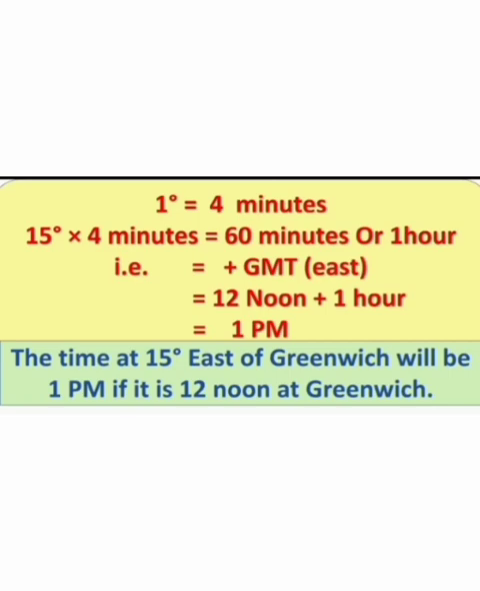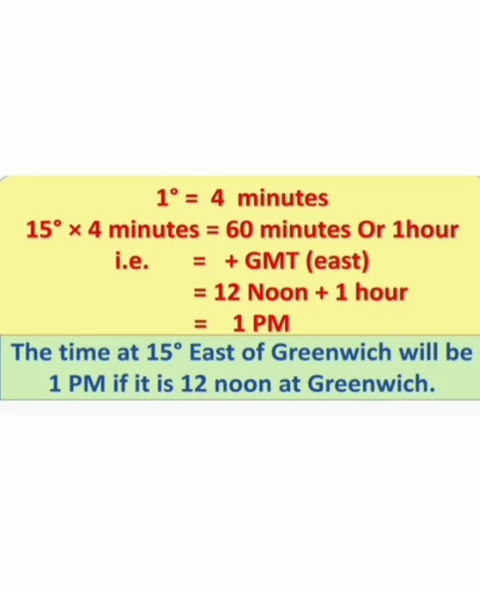Thus, when it is 12 noon at Greenwich, the time at 15 degrees east of Greenwich will be 15 into 4 minutes, that is 1 hour ahead of Greenwich time, which means 1 p.m. 1 degree is equal to 4 minutes. 15 degrees into 4 minutes is equal to 60 minutes or 1 hour. That is 12 noon plus 1 hour is equal to 1 p.m. So, the time at 15 degrees east of Greenwich will be 1 p.m. if it is 12 noon at Greenwich.